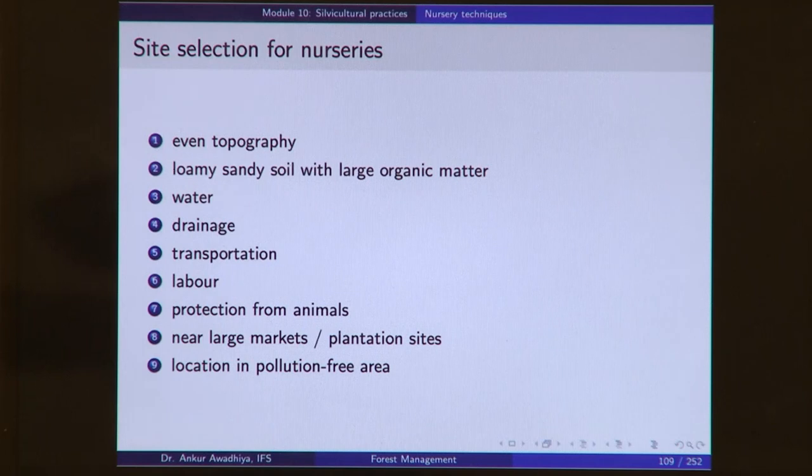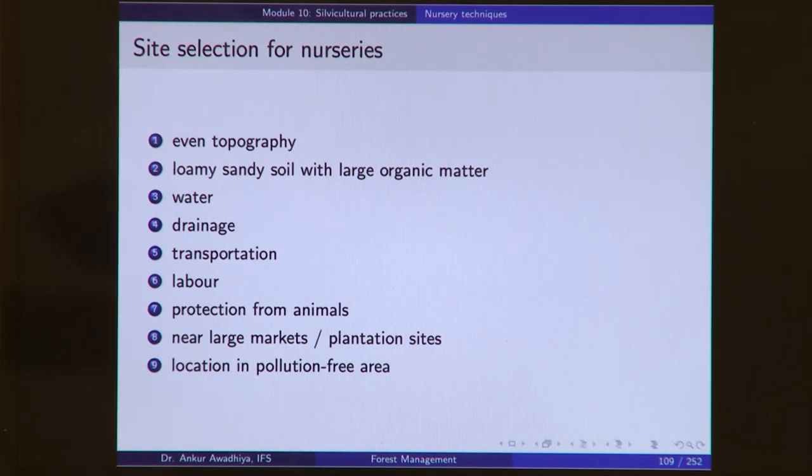The first is even topography, because your nursery will be a very small place, but if it is a flat land, then the management will be much easier, because your staff will be able to traverse easily, and also because irrigating of this area will become easier if the topography is even. Typically, we prefer sites with loamy sandy soil with large organic matter, because a loamy sandy soil is perhaps the best soil for the growth of a majority of plants. And if you have this soil, then this soil can very easily be used in the making of the growing beds or as a potting medium. So, loamy sandy soil with large organic matter is preferred.